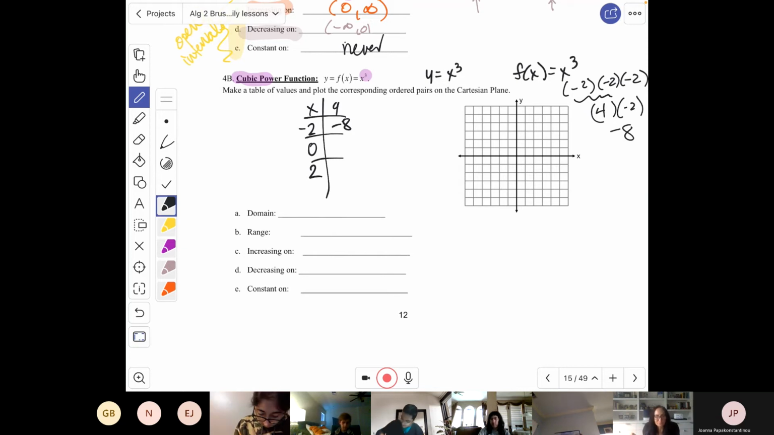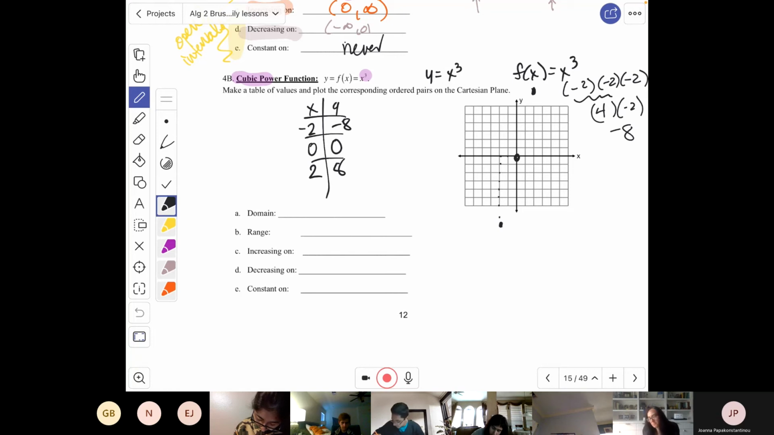What about when x is 0? What is y? Christopher, redeem yourself. 0. There you go. What about when x is 2? What is y? 8. Okay, so let's plot these points. So I have -2, -8, and I can go off the graph because this Cartesian plane goes on forever. And then I have 0, 0, and I have 2, 8.